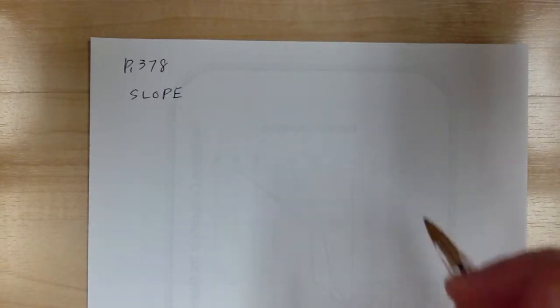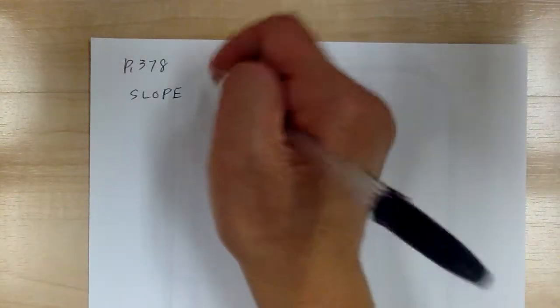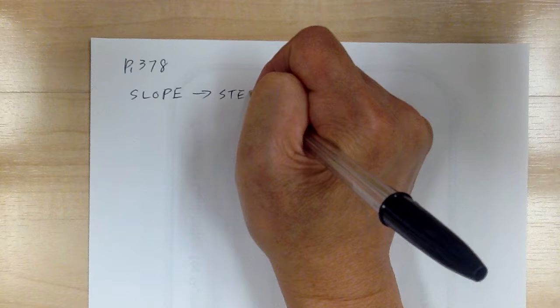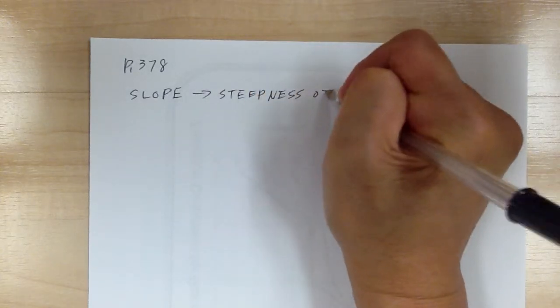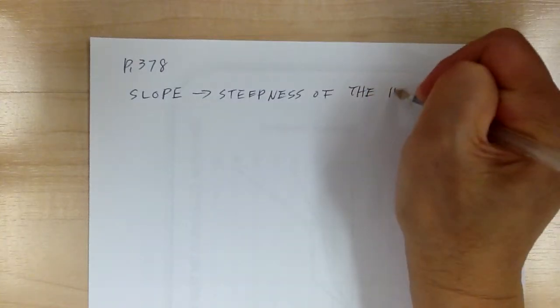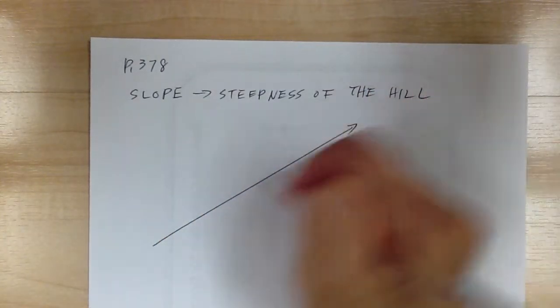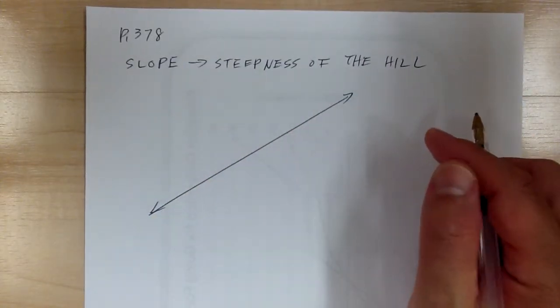Open your book to page 378. This lesson is on finding the slope. The slope is the steepness of a hill. So an example would be going up like that. And so let's say you have a hill like this, so what would be the slope of that?